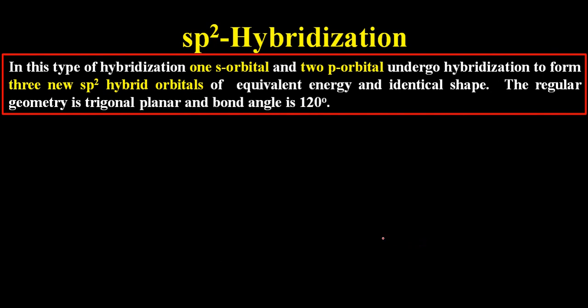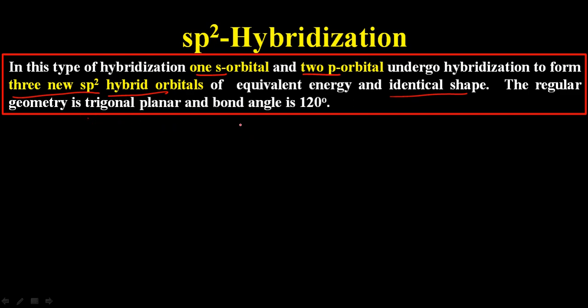The next type of hybridization is sp2 hybridization. As the name suggests, one s orbital and two p orbitals undergo hybridization to form three new sp2 hybrid orbitals, because we know that the number of hybrid orbitals formed is always equal to the number of atomic orbitals undergoing hybridization. Now since there is formation of three sp2 hybrid orbitals with equivalent energy and identical shape, the geometry comes out to be trigonal planar.